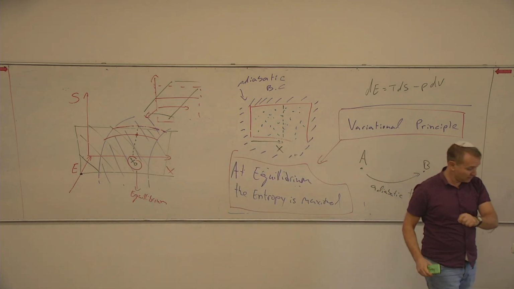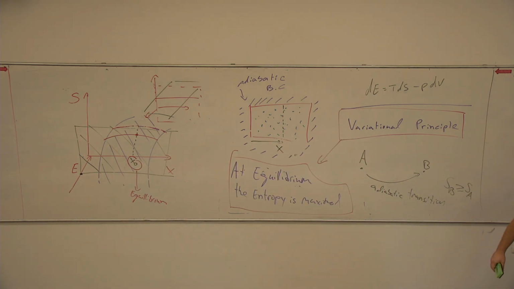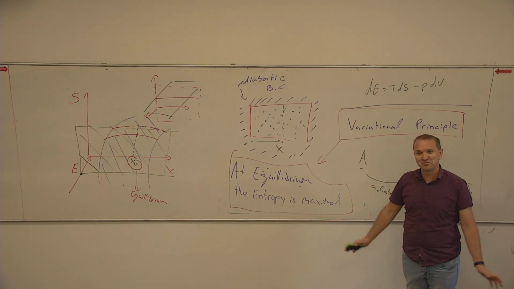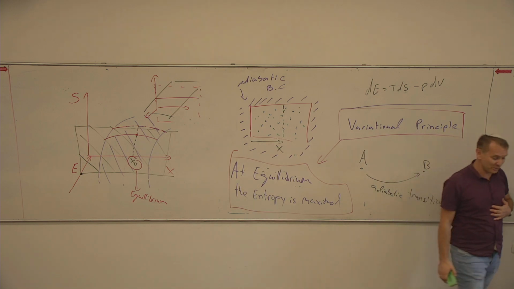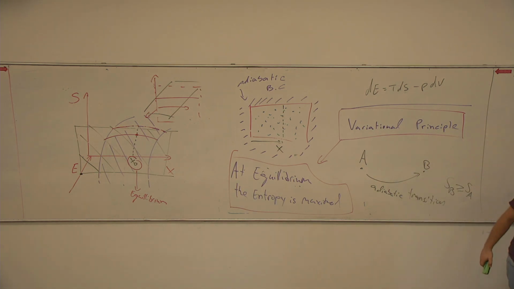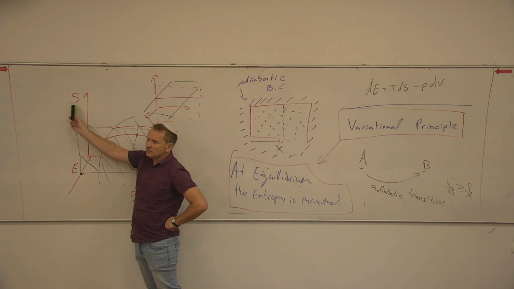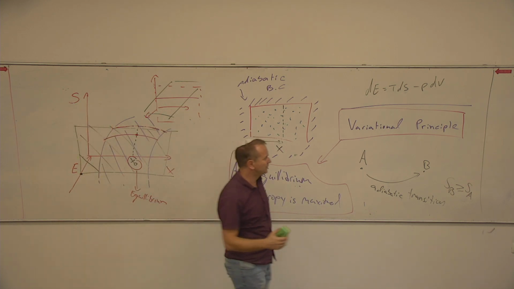Yes? Is there a specific name for this relationship or for this graph? It's a variational principle. No other name that I'm familiar with. Okay, any other questions, suggestions, corrections? Okay, so this is the dependence of entropy on energy.